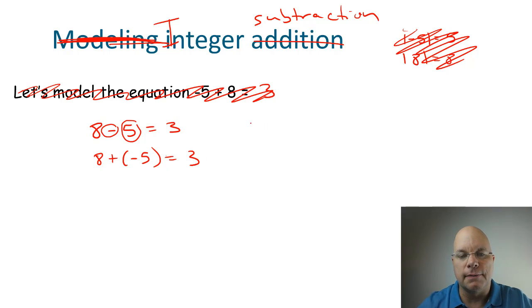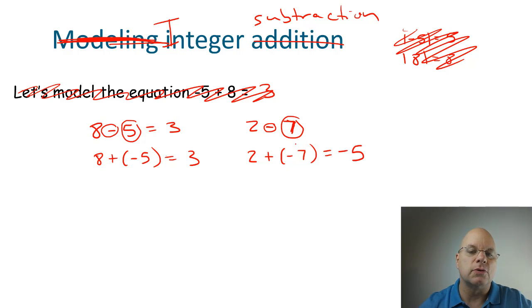If I have 2 minus 7, subtracting is the same as adding the opposite. So I'm subtracting positive 7. That's the same as adding the opposite of positive 7, which is negative 7. And so in this case, we'll get negative 5. So in order to do integer subtraction, you just need to understand the definition of subtraction, which is that subtraction is the same as adding the opposite.